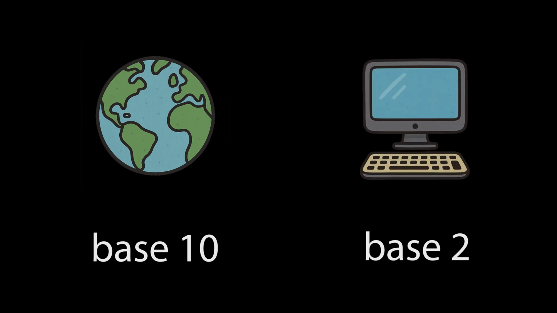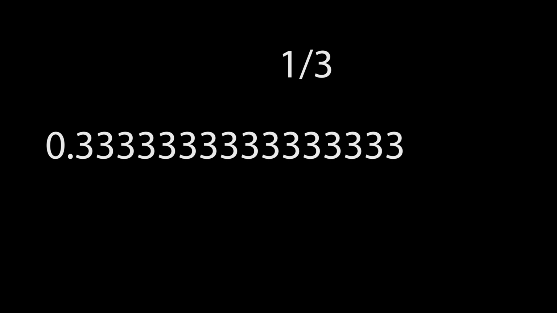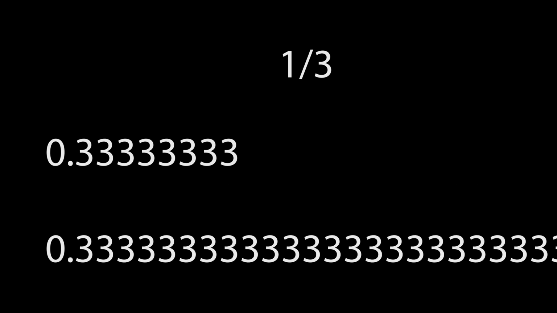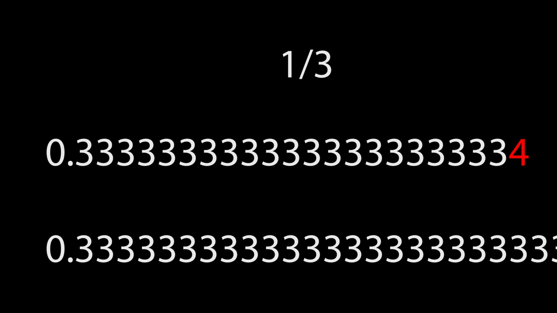The problem is that we use a base 10 number system, but computers use binary, or base 2. To understand this, think about the fraction 1/3. In our decimal system, it's 0.333 repeating forever. You can't write it perfectly, so you have to round it, which creates a tiny error.